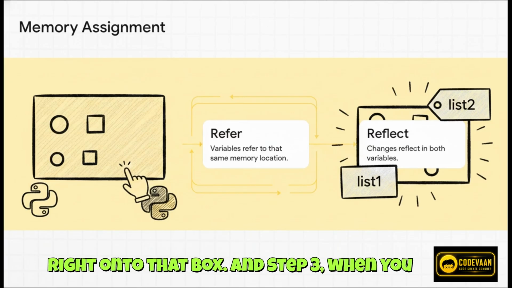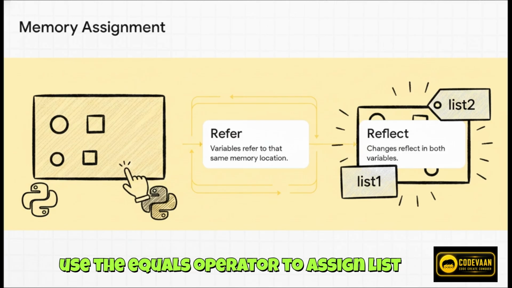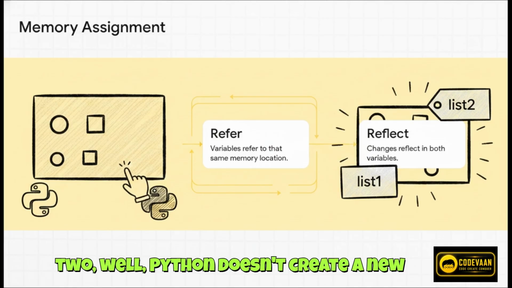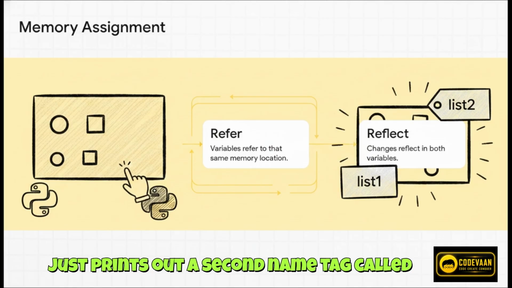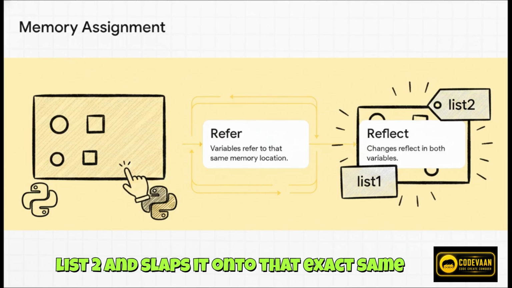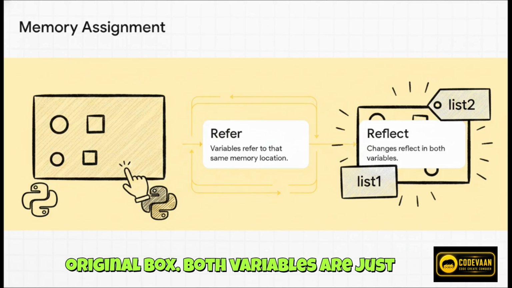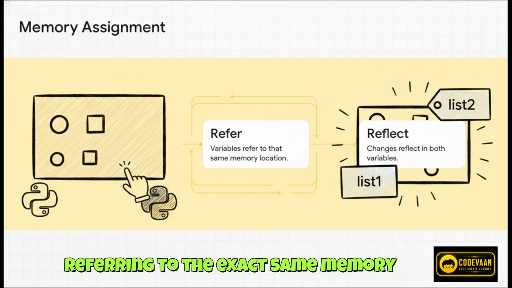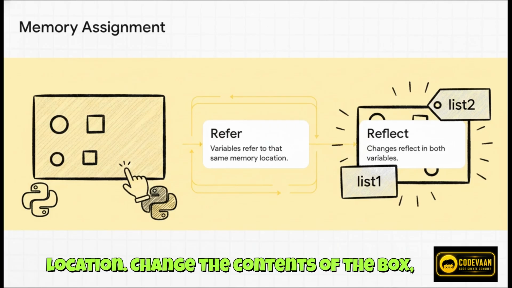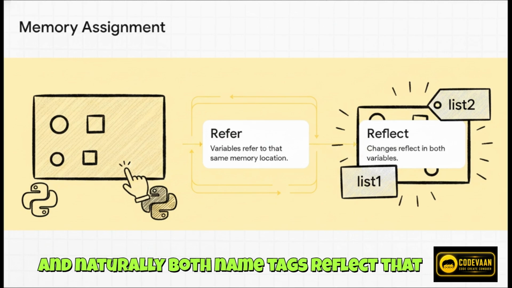And step 3, when you use the equals operator to assign list2, Python doesn't create a new box. Actually, it literally just prints out a second name tag called list2 and slaps it onto that exact same original box. Both variables are just referring to the exact same memory location. Change the contents of the box, and naturally both name tags reflect that change.